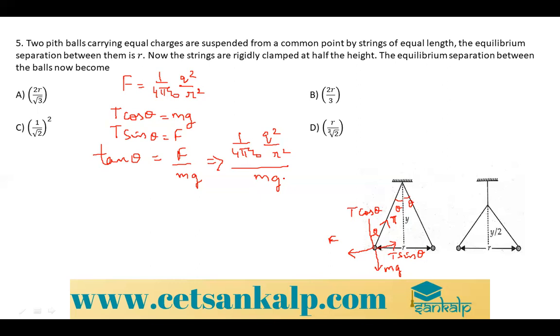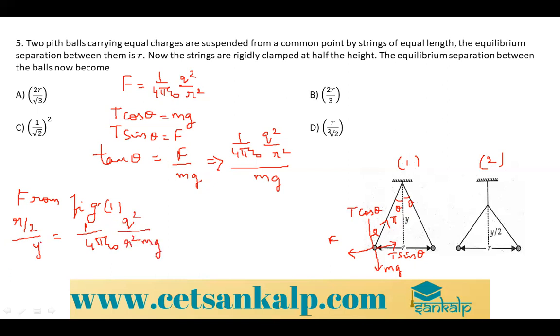To define tan theta in this triangle, we have r by 2 as the base, right? From figure 1, this is figure 1 and this is figure 2, remember. From figure 1, tan theta is r/2 divided by y, which is equal to 1 by 4 pi epsilon naught q square divided by r square into mg. Keep this as one equation.